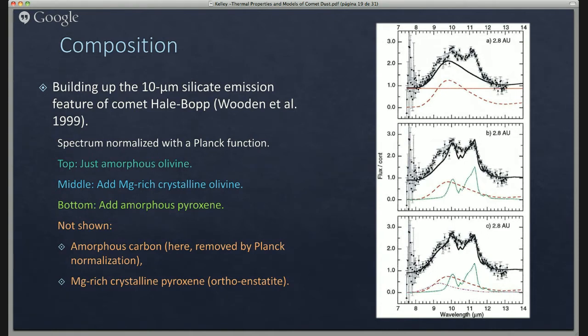This has already been ratioed with a black body at this wavelength range. What's also not shown is the orthoenstatite that we model. Those are particularly transparent, have weak features, and so we don't always see them, although they were discovered in Hale-Bopp.